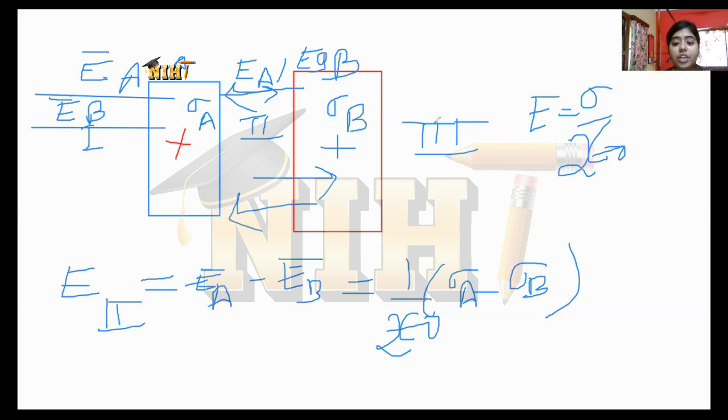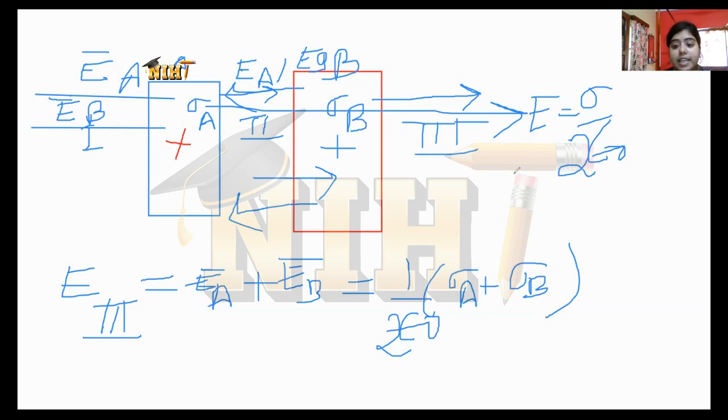Now we will talk about region 3. So what will be the direction? See, in region 3, if you take a unit positive charge here, it will again feel an electrostatic repulsive force due to sigma B in this direction, and for sigma A also it will feel an electrostatic repulsive force in this direction. So here also EA and EB are directed in the same direction. So the net electric field intensity in region 3, E3, is EA plus EB, that is 1 by 2 epsilon naught times sigma A plus sigma B.